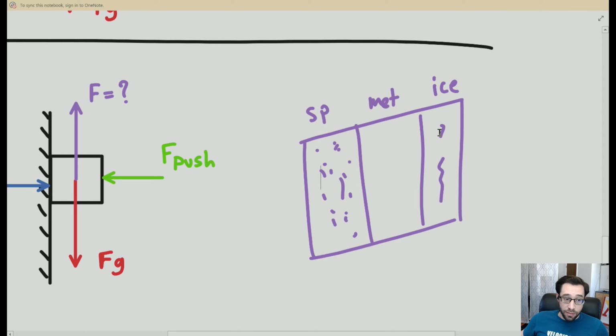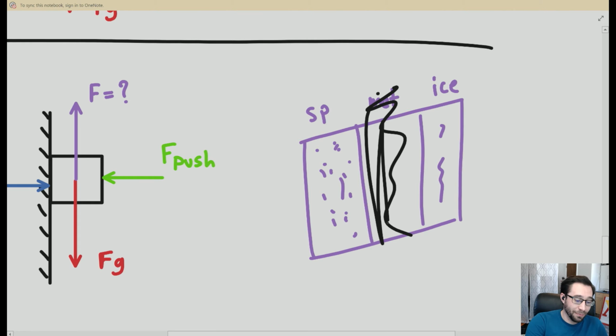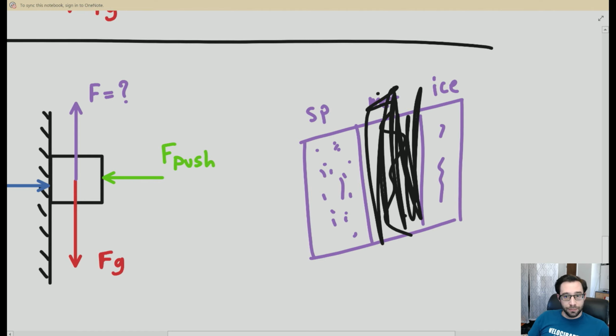Yeah, it would be the ice, right? So the ice is going to be the slickest, right? You disagree? All right, so let's forget about the metal. Sandpaper and ice. How about that? Okay. So it actually wouldn't. Ice is more slick.